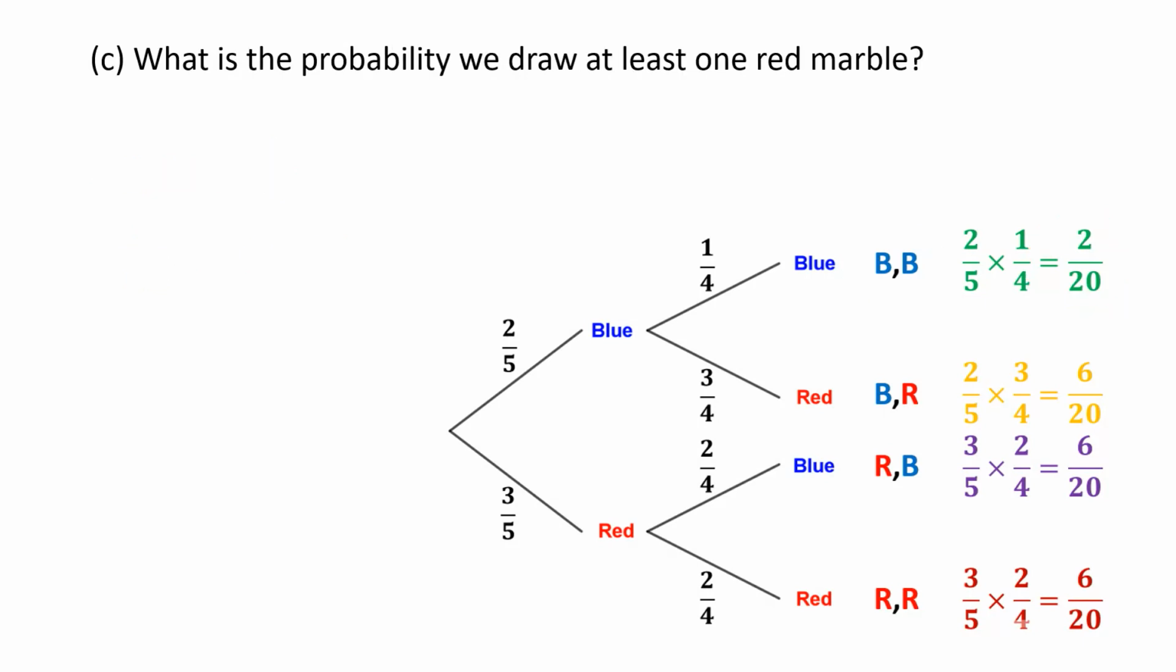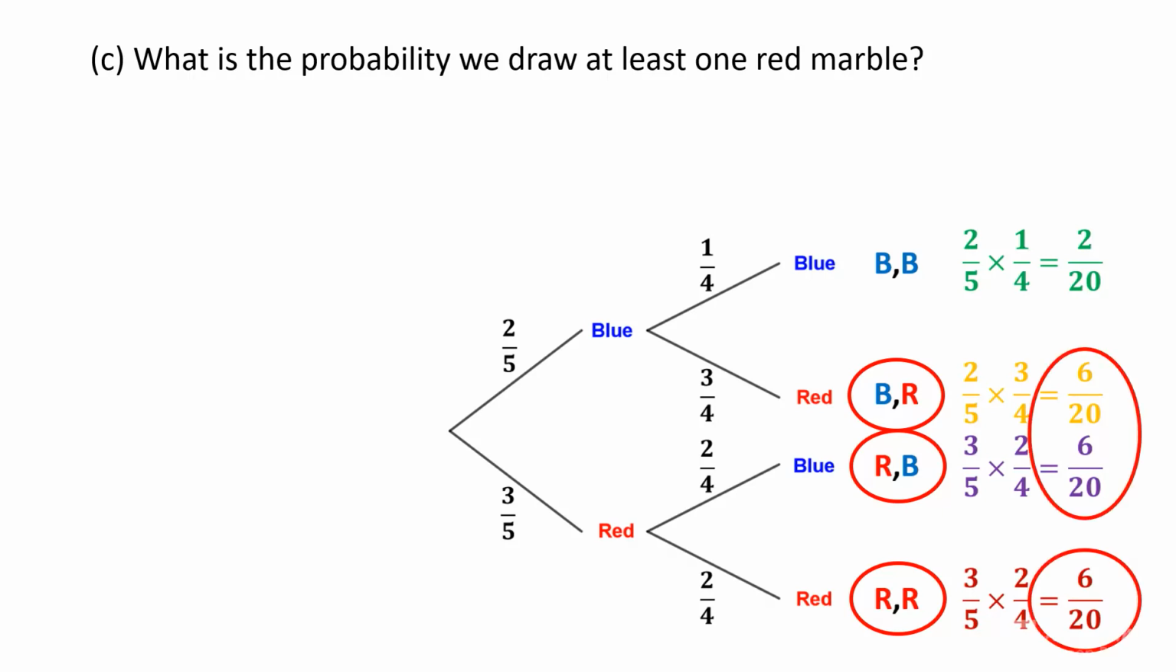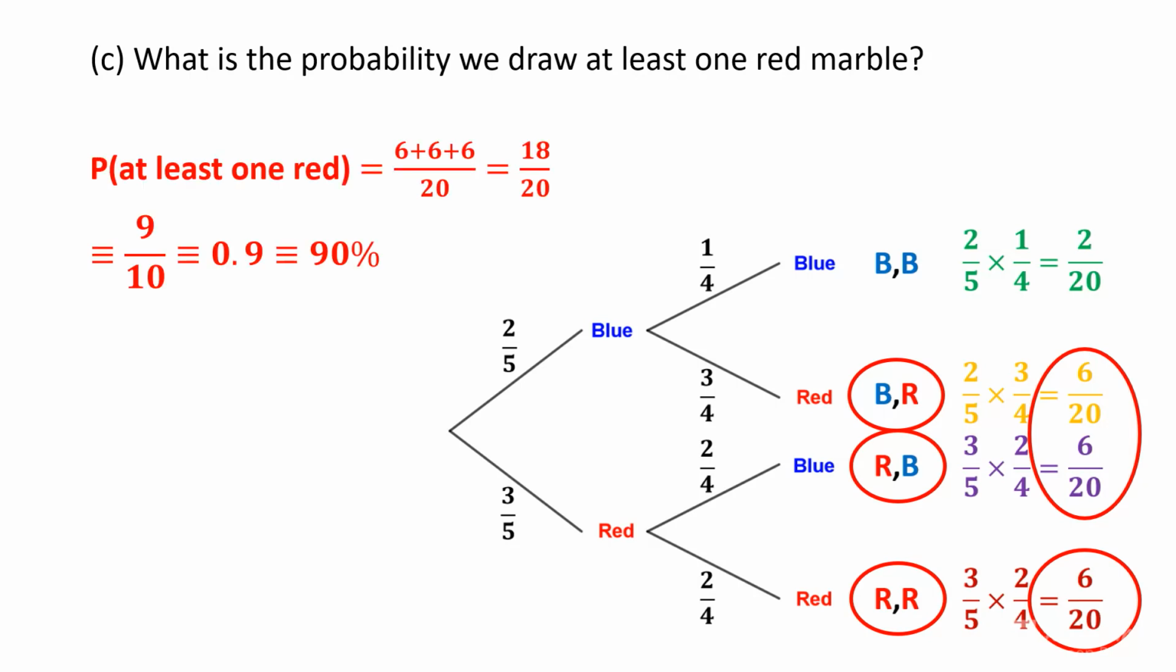All right, part C. What is the probability we draw at least 1 red marble? When we say at least 1, we mean either 1 or more. So these are the 3 options where we have at least 1 red. Here are the respective probabilities. And what we need to do in this scenario is add up the options. So 6 plus 6 plus 6 gives us 18 chances out of 20 that there is at least 1 red marble in our 2 marbles.